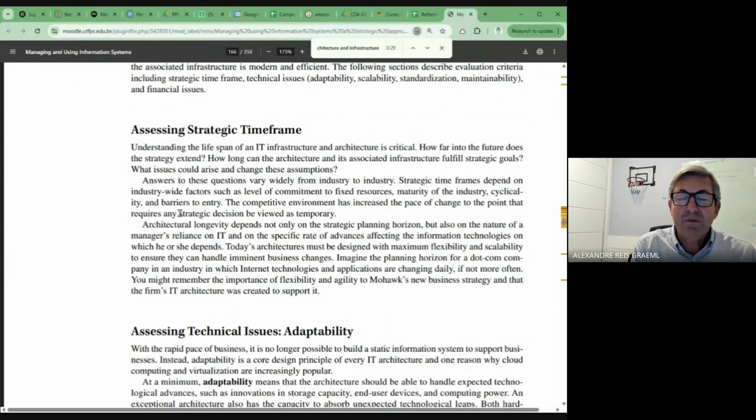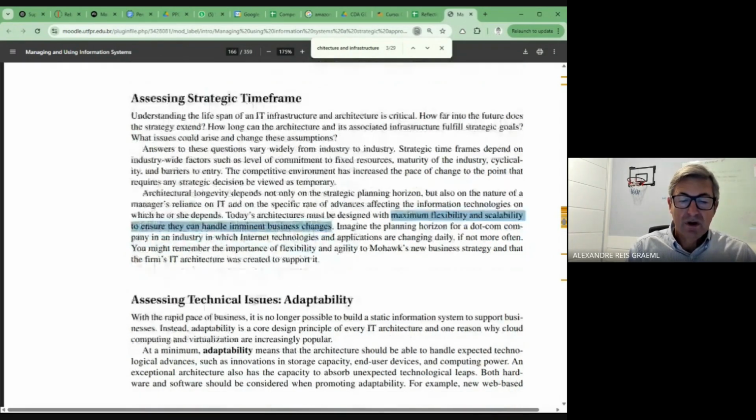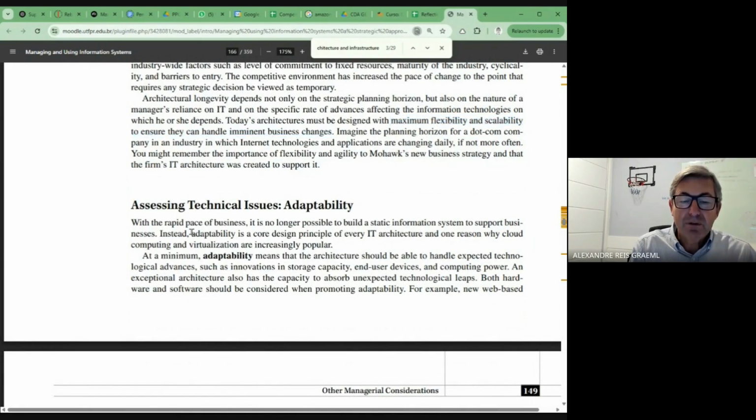Notice that, at the same time, the infrastructure may last, but will your strategy last? The authors here remind us that strategic decisions may also be viewed as temporary. The environment changes, your needs or the needs of your customers may also change. So this is why we want and need the maximum flexibility and scalability to ensure they can handle immediate business changes. Businesses are changing each time faster, and we want to be able to adapt to that. They claim here that adaptability these days is a core design principle of every IT infrastructure. And this is why cloud computing and virtualization are becoming each time more popular.